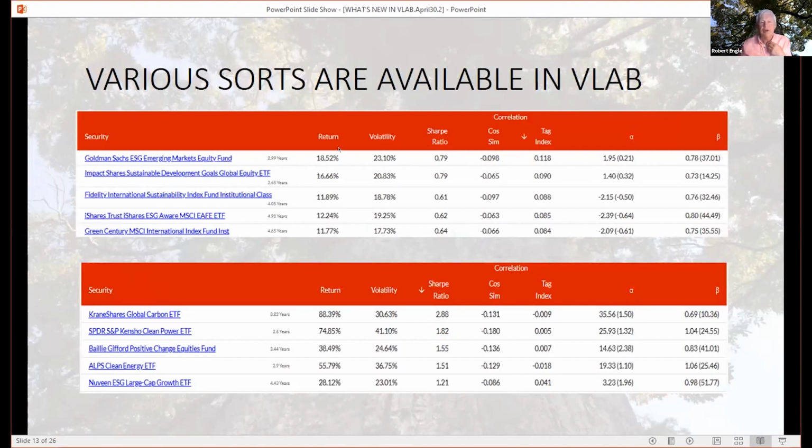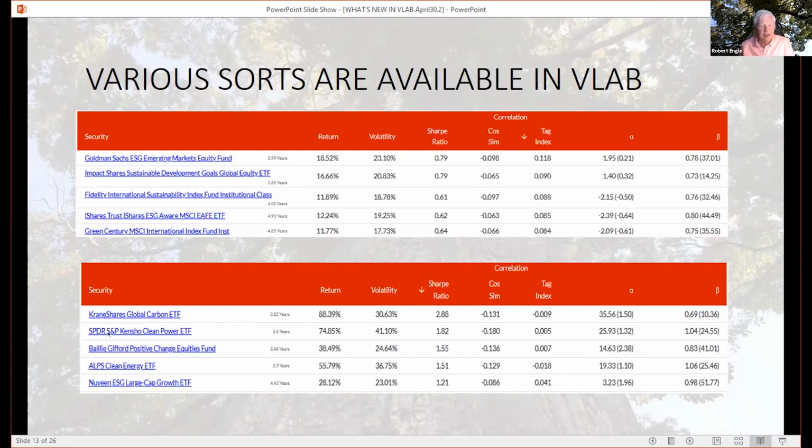So within VLAB, we can sort by a lot of different things. We can sort by a news index. I've sorted these by the tag index. We also have a cosine similarity index, in which case you get these top funds appearing. You can sort by Sharpe ratio, you can sort by return, volatility, or you can sort by alpha. Here in the second illustration, I've sorted by Sharpe ratio, and now we see this new carbon ETF actually comes in on the top of these 177 portfolios.